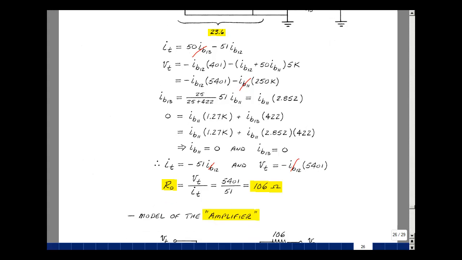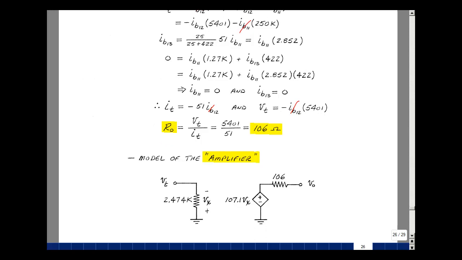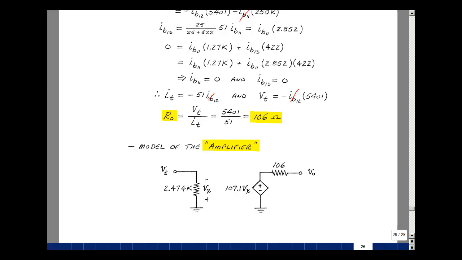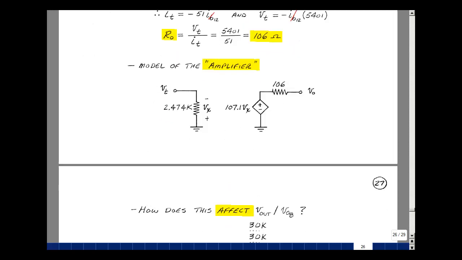I can model my amplifier. It's going to have some resistive feedback around it. That's inside my op amp. I have an input resistance of 2.474K, an output resistance of 106 ohms, and a voltage gain from here to here. And I'm going to show it this way like an inverting amplifier. I'll define this as V sub x, and then I'll make this a positive number here of 107.1 times V sub x. Let's now put this together with the resistive feedback around it.